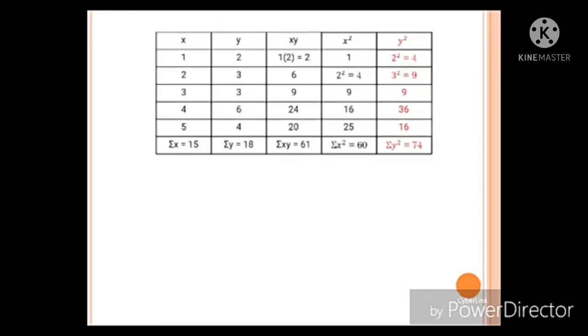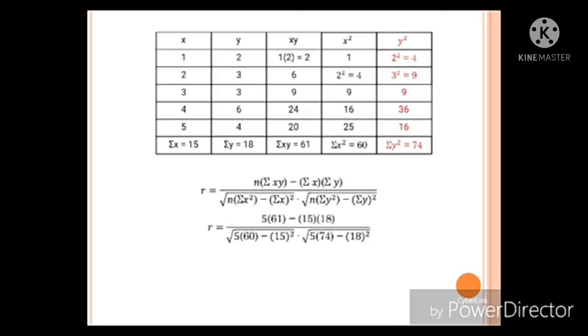Now, we will be solving for r. But first, we must replace all the symbols in the formula based on the table above. We will now get r equals 5 times 61 minus 15 times 18 over the square root of 5 times 60 minus 15 raised to 2, multiplied by the square root of 5 times 74 minus 18 raised to 2.